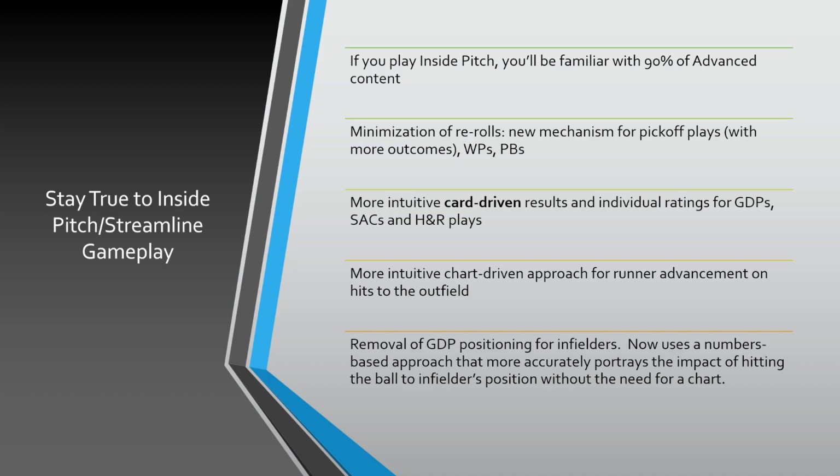More intuitive card-driven approach for runner advancement on hits to the outfield. That's been the number one beef, I think, for people for a long time. Oh, advancing runners on a base hit or double, it's hard. The interesting thing is, I think it's hard because it doesn't come up very often. It comes up probably two or three times a game. But once you get the hang of it, you've got it. However, he switched it up here, and it is a chart-driven approach, but the charts really minimize the number of lookups or the number of rerolls that are required. So I think you'll be pretty impressed.